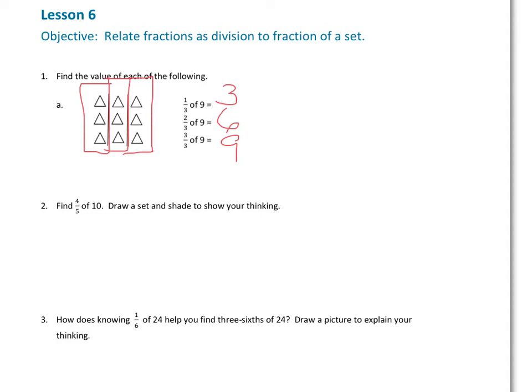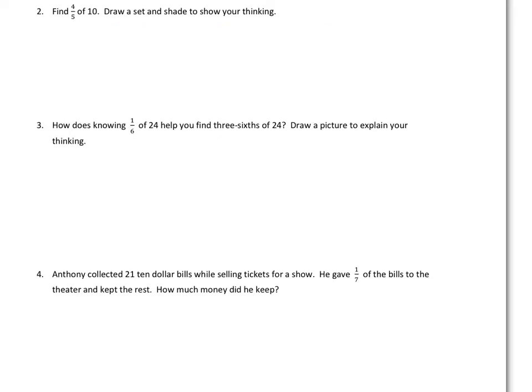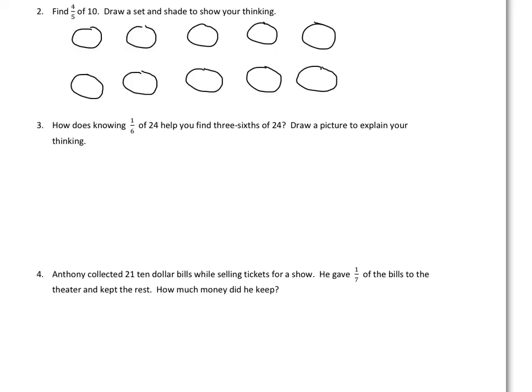Let's move on to question number 2. Question number 2 says, find 4/5 of 10. Draw a set and shade to show your thinking. The whole number here is 10, so I'm going to draw 10 circles. With the 10 circles drawn, I'm now going to draw lines to split them into fifths. This right here would represent 1/5 of the circles to the left of it. Here would be 2/5, 3/5, 4/5, and then there'd be 5/5.